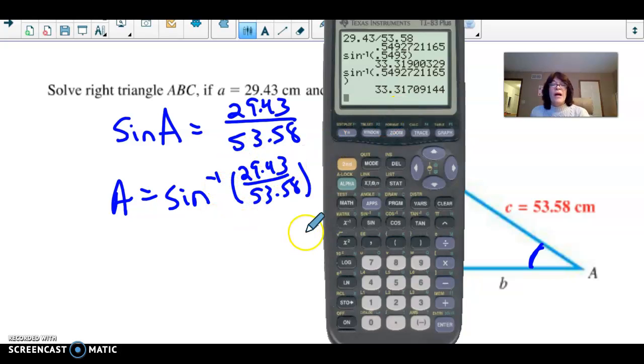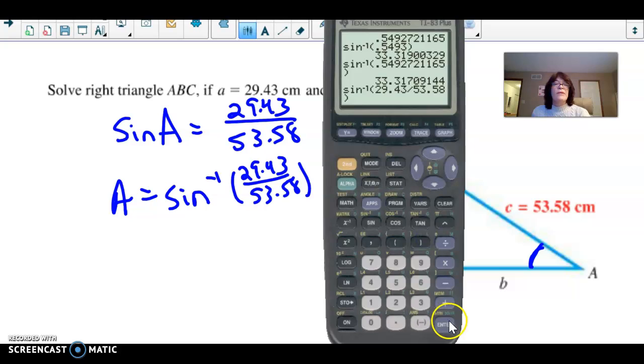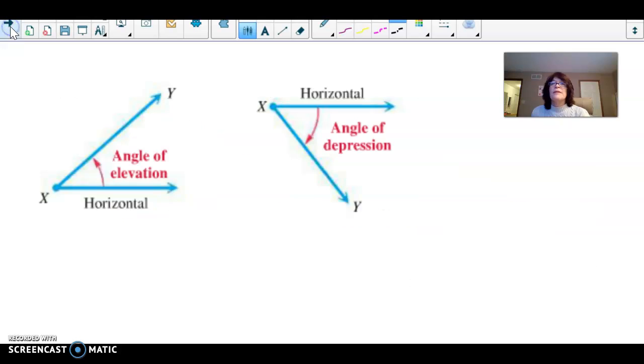Be careful. I actually would have just done this. I would have gone sine inverse and typed in 29.43 over 53.58, so I know I have the exact decimal. What's the sine inverse of that? Of course, we do get pretty close. I still would have gotten 33.32 either way, since we are rounding to four digits.